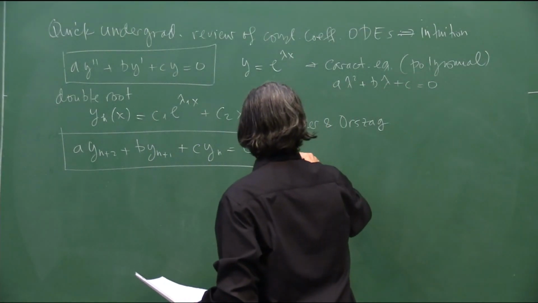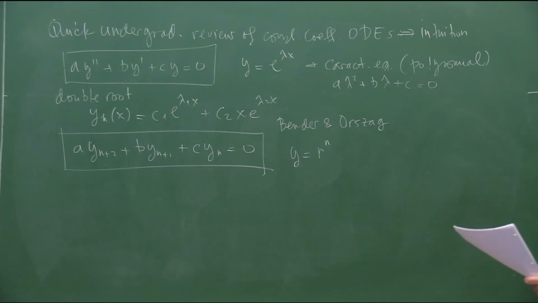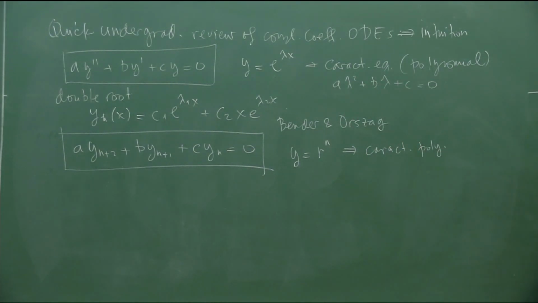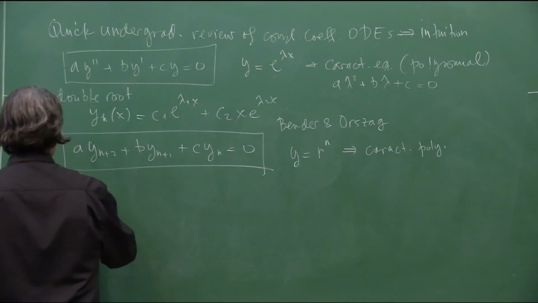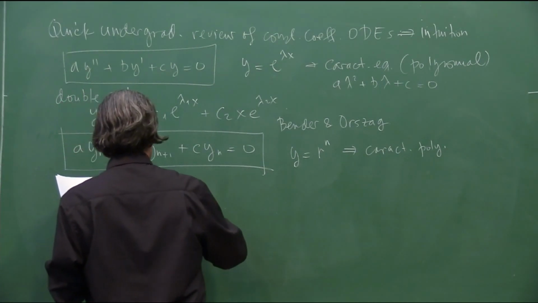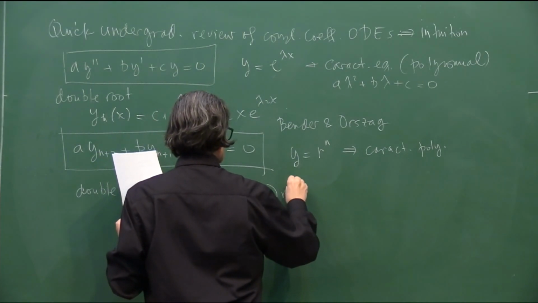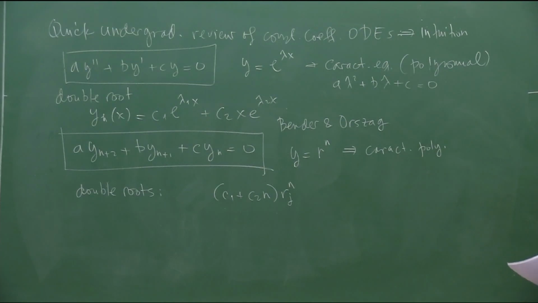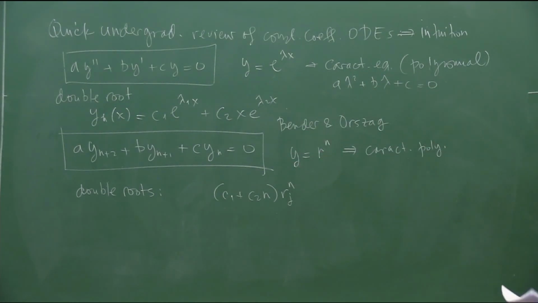Now here, our guess is different. It's r to the n instead of e. This gives us the characteristic polynomial or the characteristic equation. I'm not even going to write it. And in the case of double roots, we have that one of the components of the solution will be like this, C1 and so on. It's for one of the roots, because there are other roots.